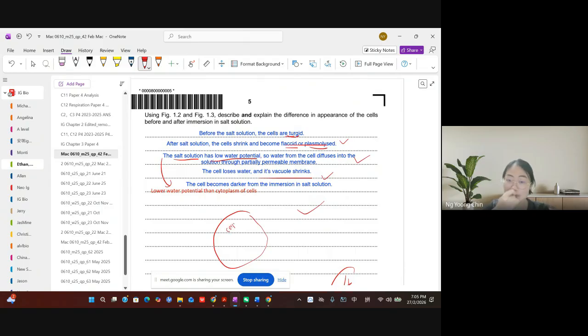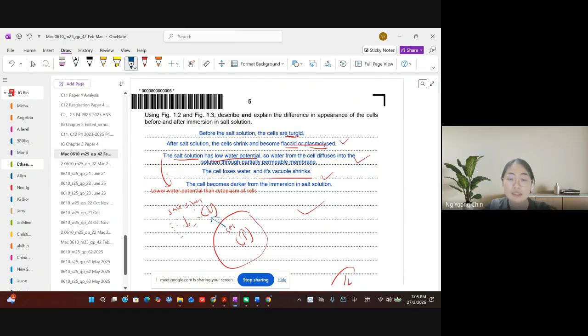So you know that this cell has a higher water potential. And then outside the cell is the salt solution. Here is the salt solution, and it has a lower water potential. So that's why the water molecules are able to diffuse from the cytoplasm of the cell to the outside salt solution by osmosis.